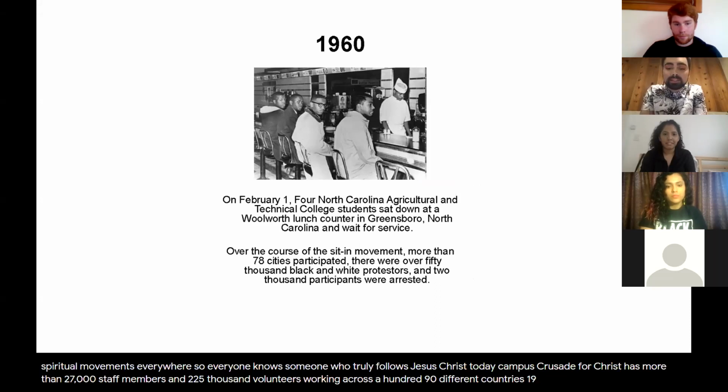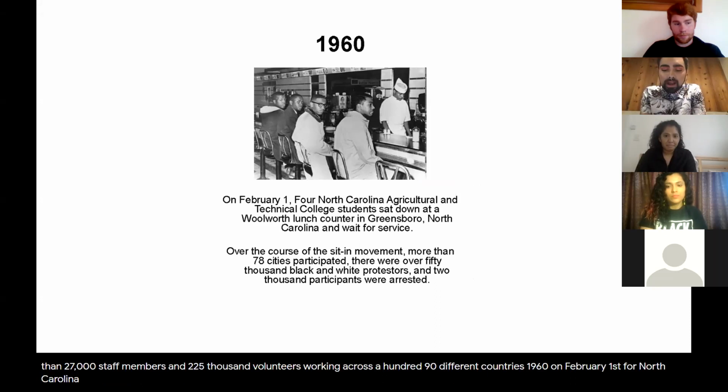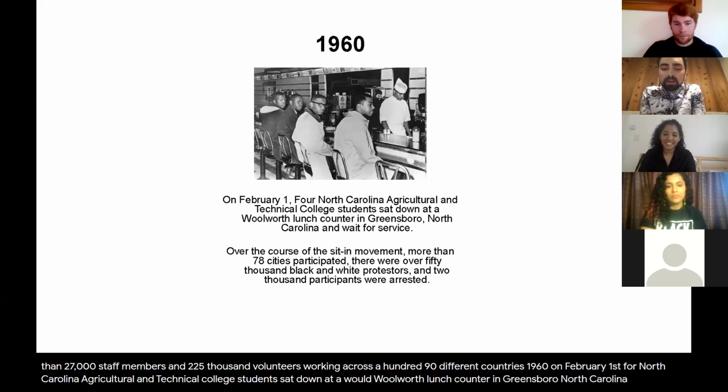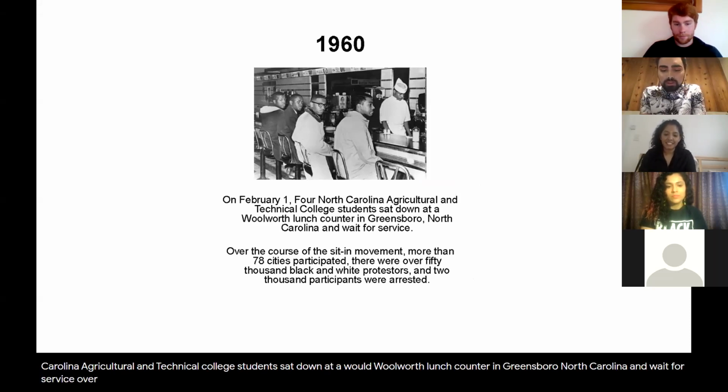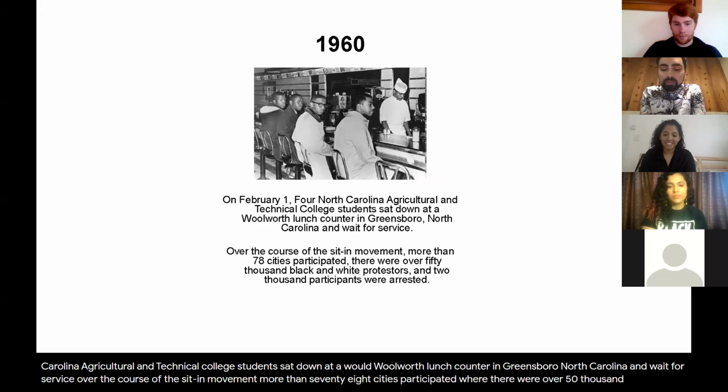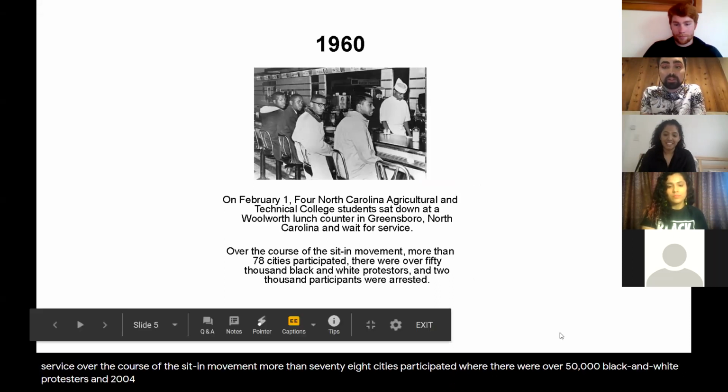In 1960, on February 1st, four North Carolina Agricultural and Technical College students sat down at a Woolworth lunch counter in Greensboro, North Carolina, and waited for service. Over the course of the sit-in movement, more than 78 cities participated, where there were over 50,000 Black and white protesters and 2,000 participants were arrested.